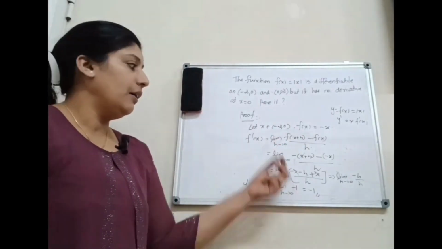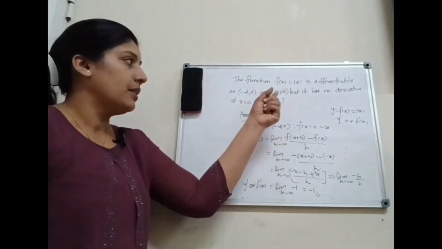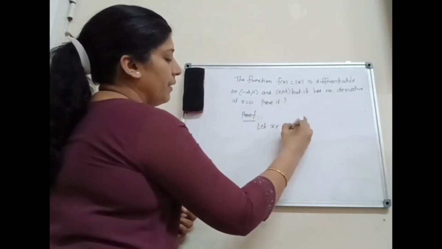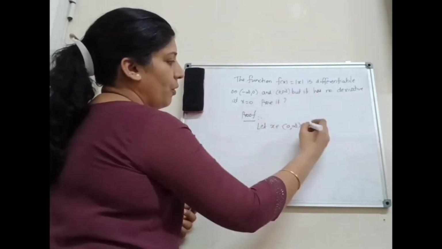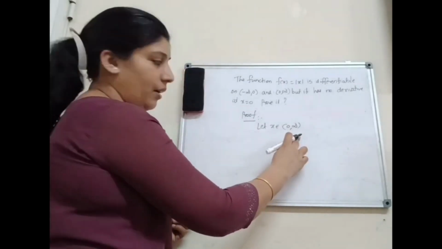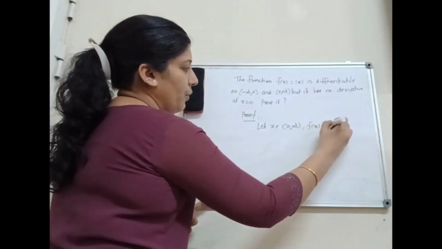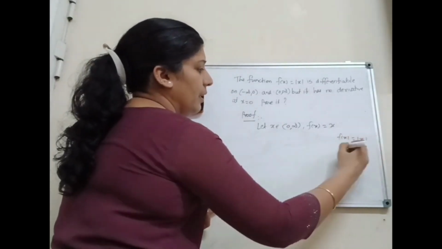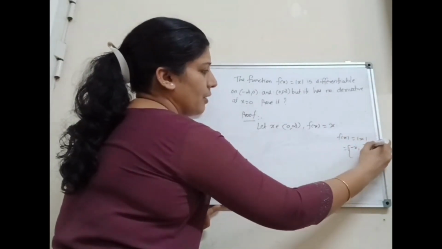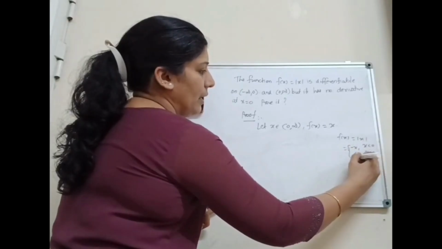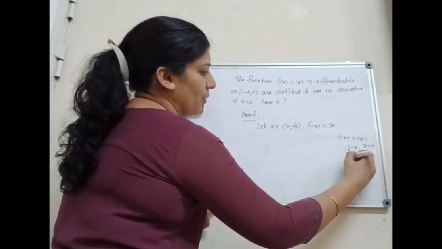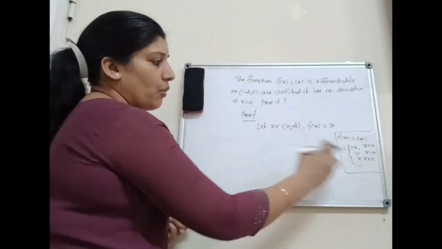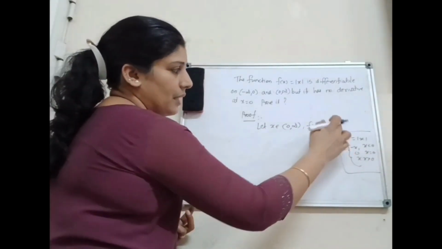Next, we have to check if the given function is differentiable on 0 to infinity. Let x belong to 0 to infinity. The given function is f of x equal to mod x. Here x belongs to 0 to infinity, then f of x is equal to x. We know that f of x equal to mod x can be written as minus x when x is less than 0, 0 when x equal to 0, and x when x is greater than 0. This is the definition of the modulus function. That is why here, x belongs to 0 to infinity, that is x greater than 0, f of x is x.